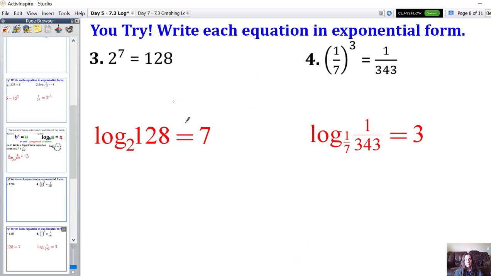All right, let's see how you did. We have log base 2 of, our answer was 128, equal to the exponent. Log equals exponent. Our exponent here was 7. And number 4, we have log base 1 over 7 of 1 over 343 equal to the exponent, which was 3. And that is how we rewrite from exponential to log and log to exponential.